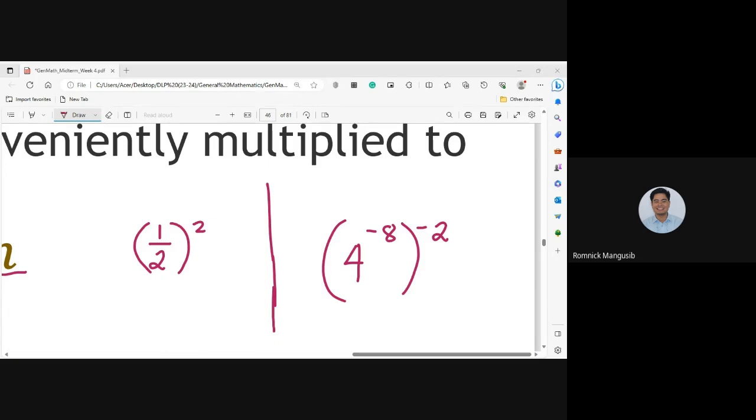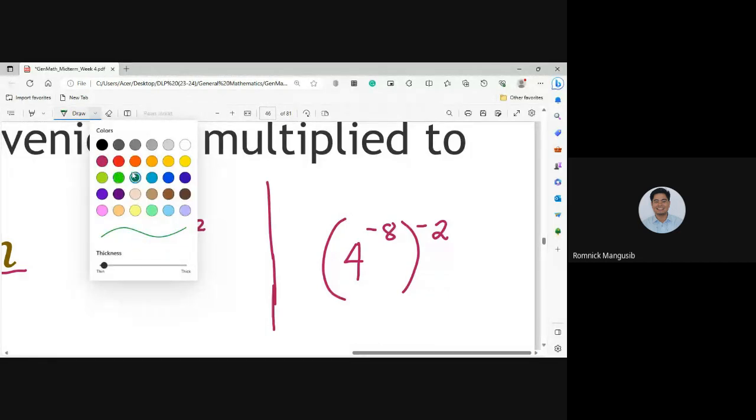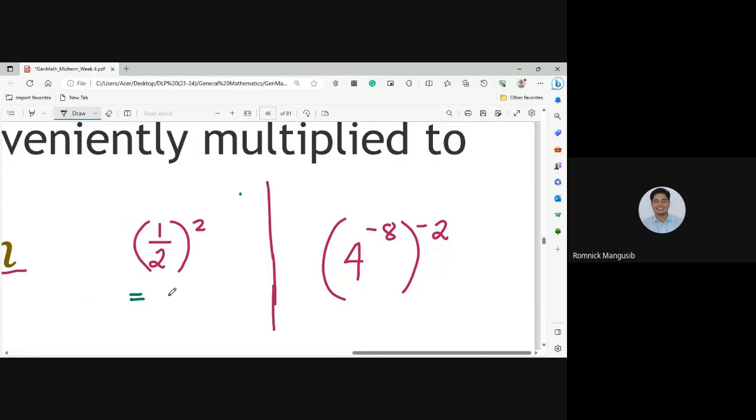Okay, just comment. Okay, time's up. And then let us now answer. Let's know. Very quick ito class. Basta if you were not able to comment your answers, then at least you're doing it. You're taking down notes. Okay? 1/2 raised to 2 is 1/4. No? Okay. So here, reason for 1/2, because 1/2 times 1/2 is 1/4.